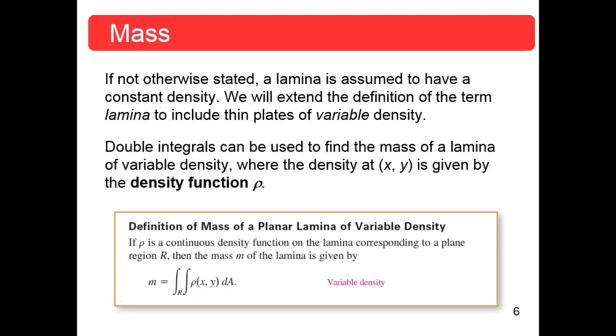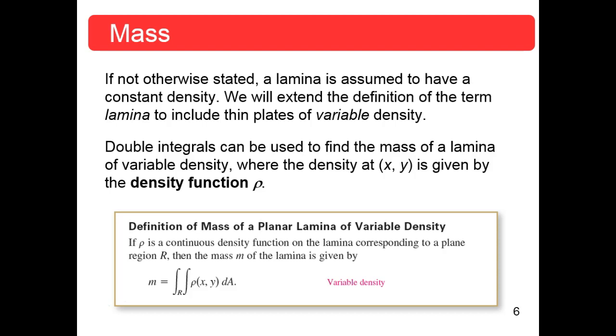We will extend that definition of the term lamina to include thin plates of variable density. So there they did it. Up till now, that has been a constant density. Now they're going to include thin plates of variable density. Double integrals can often be used to find the mass of a lamina of variable density, where the density at xy is given by some density function, rho of xy.